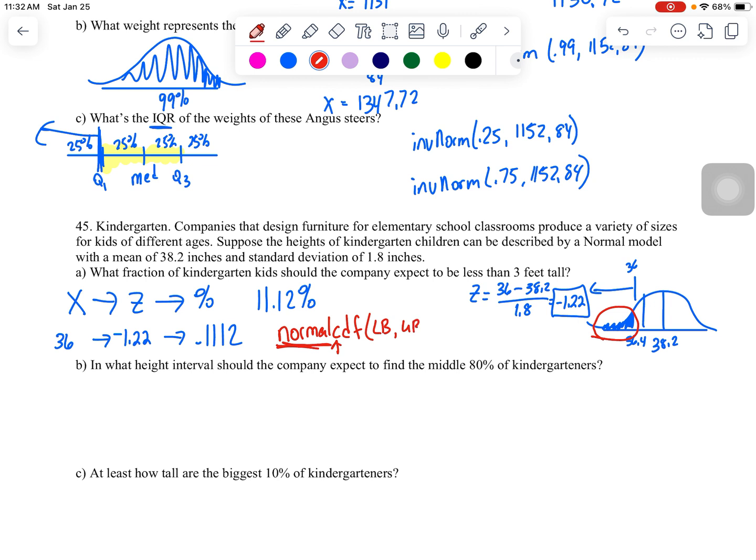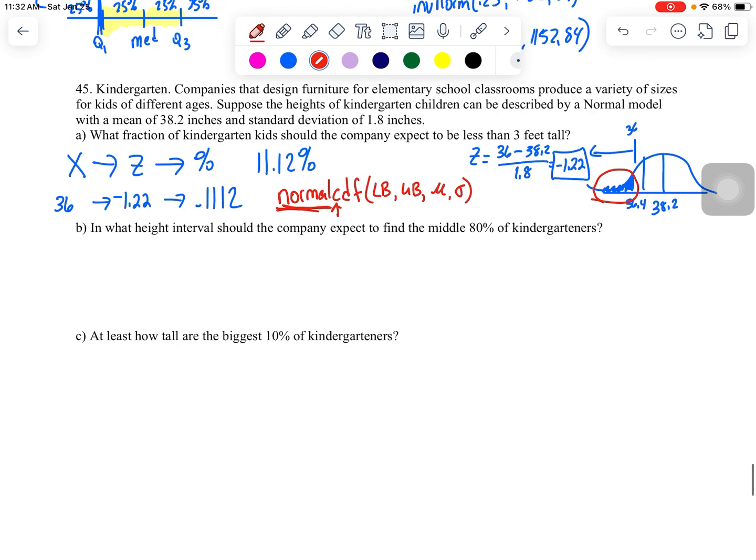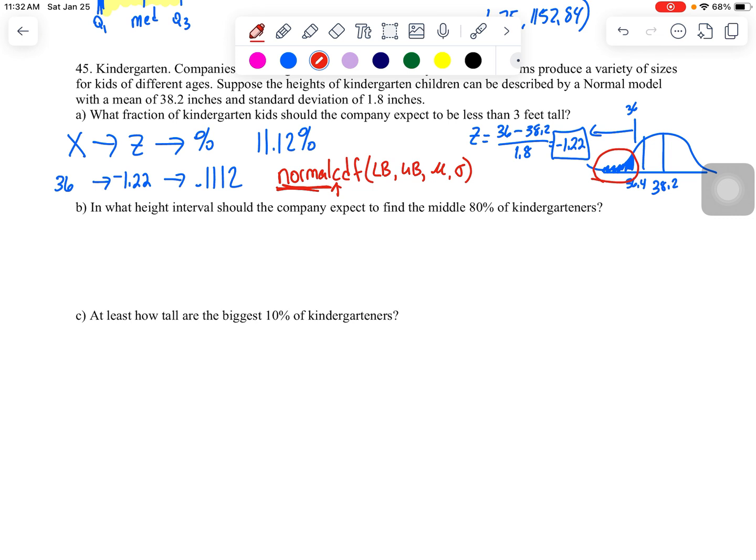Middle 80%, tallest 10% of kindergartners. My problem is I'm worn out. I'm tired of doing problems, but we've got 2 more to do and we'll get it taken care of. So we want the middle 80%. I want 80% in the middle, which means there is 20% left over. So that means I have a 10% tail there and a 10% tail there.